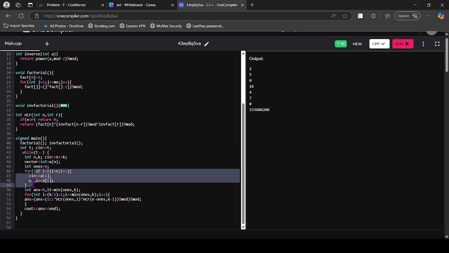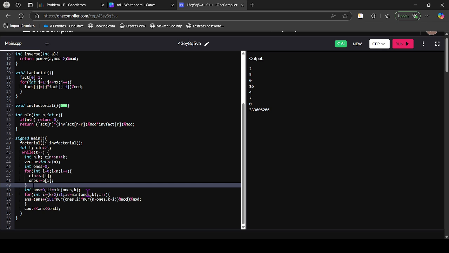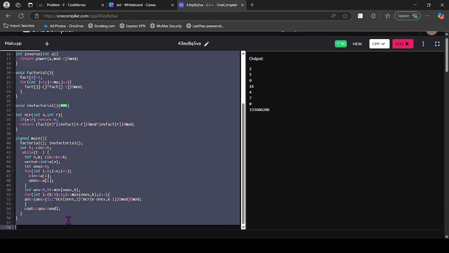We are counting the number of ones in the given array, and the limit, the maximum number of ones, is the minimum of ones and k, and it is k by 2 plus 1. So we are finally incrementing the answer by choosing I ones from the ones and k minus I zeros from n minus ones, and we are finally printing the answer.